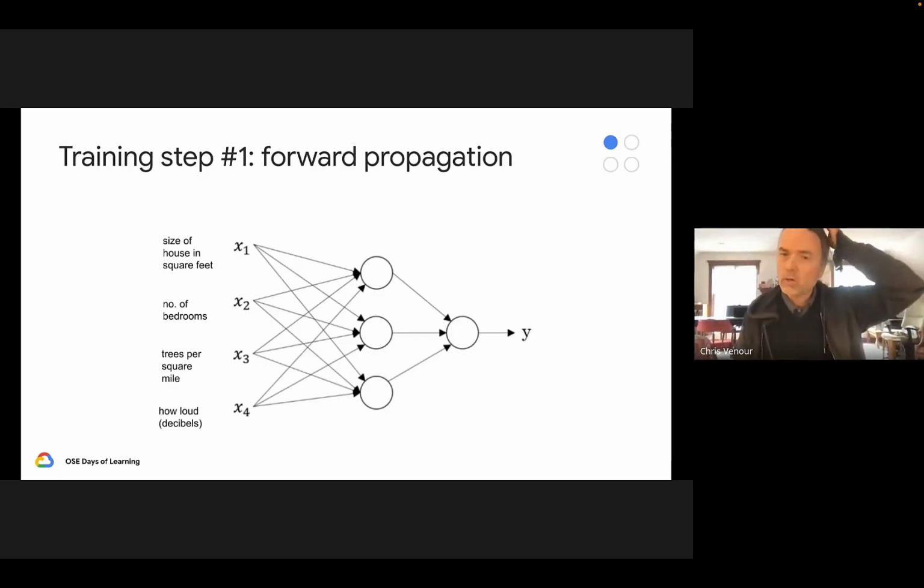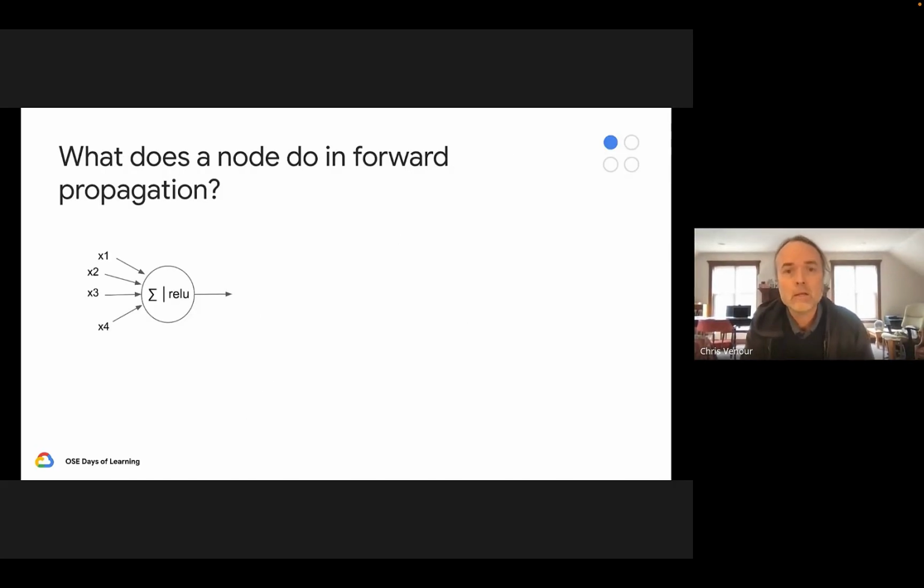So let's take a closer look at what happens inside a node during forward propagation. Let's zoom in on this first node in the hidden layer and see what it does. We're looking at this particular node in the hidden layer, but all the nodes in the hidden layers do the same thing. So when I'm talking about what's happening in this node, I'm talking about what's happening in all the nodes in the hidden layers. Here's a zoomed in picture of the node. You can see that it receives the 4 features of a house: its size, number of rooms, number of trees, and noise level, as we've seen.